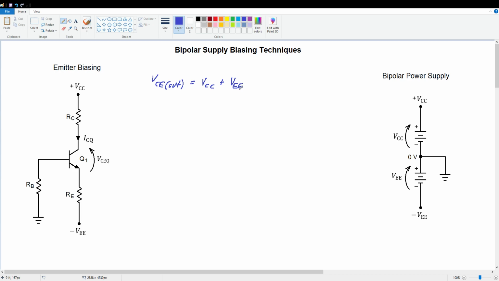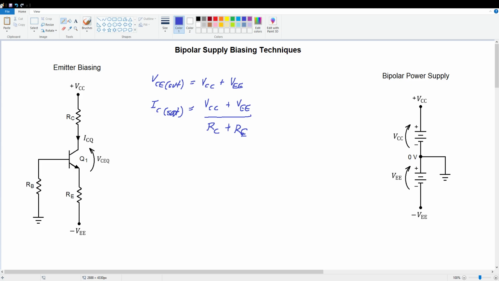Now in saturation, the transistor is acting like a short circuit from collector to emitter. So the only thing limiting current flow from the positive rail to the negative rail is RC and RE. So our collector saturation current is VCC plus VEE divided by RC plus RE. Okay, pretty simple extensions of the equations we've derived previously. We've just got this extra voltage term in the numerator here and up here in cutoff.